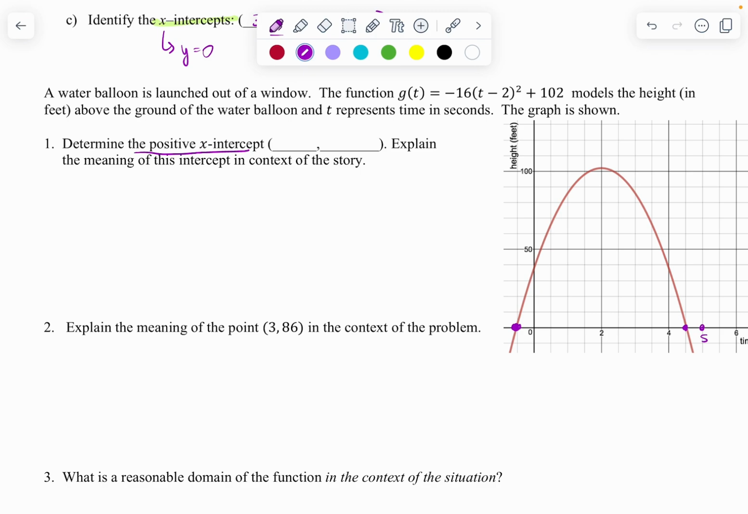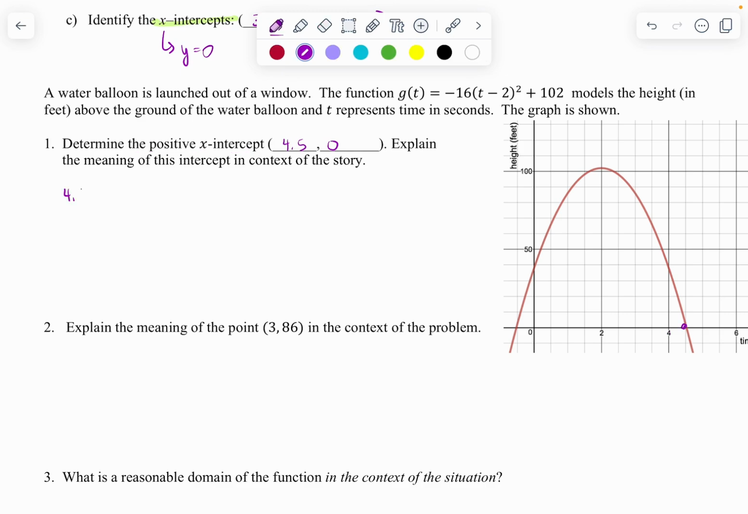This is 5, because this is 6. So that's 4, that's 6, that's 5. That must mean 4.5. So 4.5, comma 0. And then explain the meaning and context. The story is always going back to words, right?